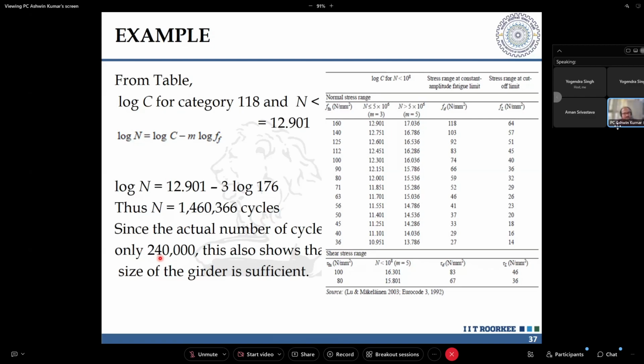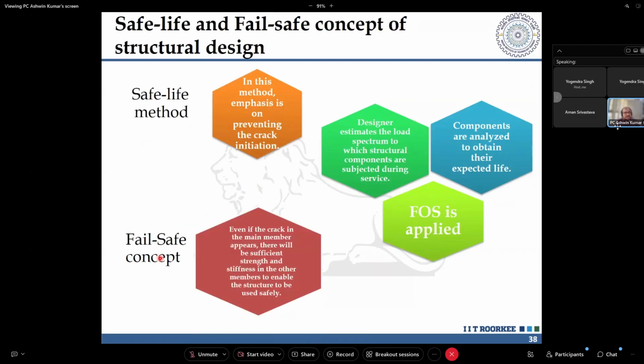So that is how we have done the calculation, and here I am explaining the difference between the safe life method and the fail safe concept. The safe life method places emphasis on preventing crack initiation. The designer estimates the load spectrum. We don't want any crack to happen any time anywhere in the building. It's a very critical structure that we are designing. Then the structure's components are analyzed to obtain their expected fatigue life. You apply a higher factor of safety in the safe life method. And the fail safe concept is that even if a crack in the main member appears, there will be sufficient strength and stiffness in other members to enable the structure to be used safely.